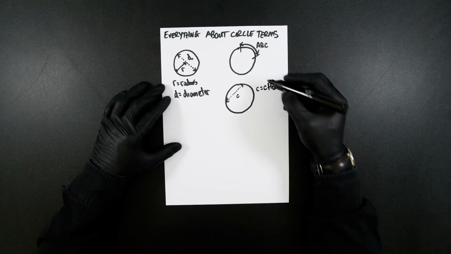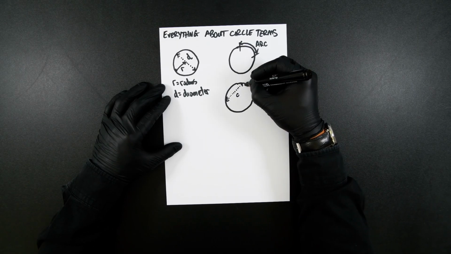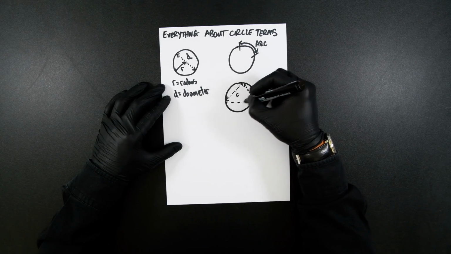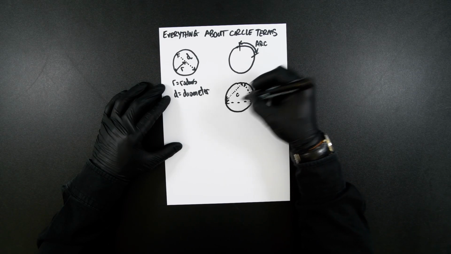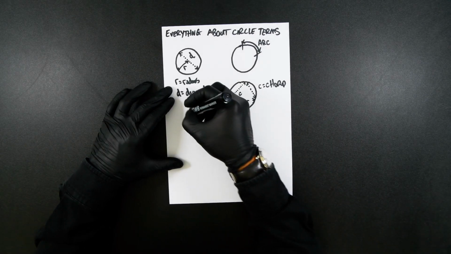But whatever. That is a chord. So any line going across here, or like, here. These are all chords, the lines going across.